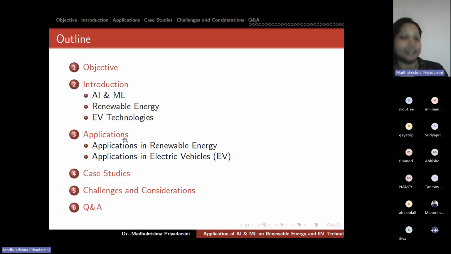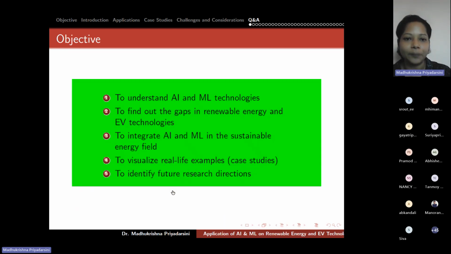Then we'll see the integration of AI ML with renewable energy and electric vehicles. Combined, we'll see how AI/ML is going to be integrated with both renewable energy and electric vehicles. Separately, first we'll see, and then we'll see the integration of all three terms. Then we'll see what the challenges are. Basically, it is providing certain benefits. Those benefits we'll also discuss. And after that, we'll go for the challenges and considerations, and then the discussion part.